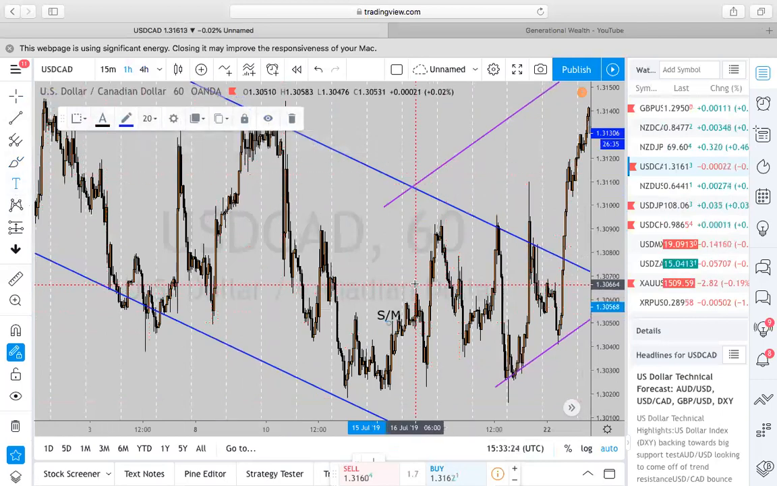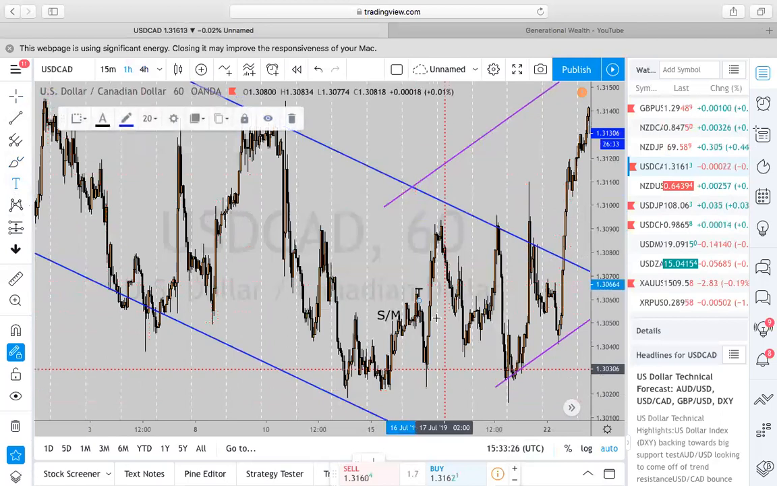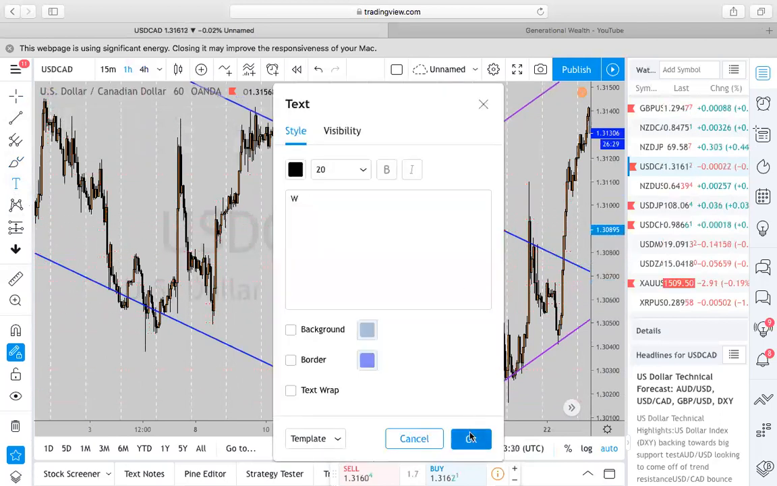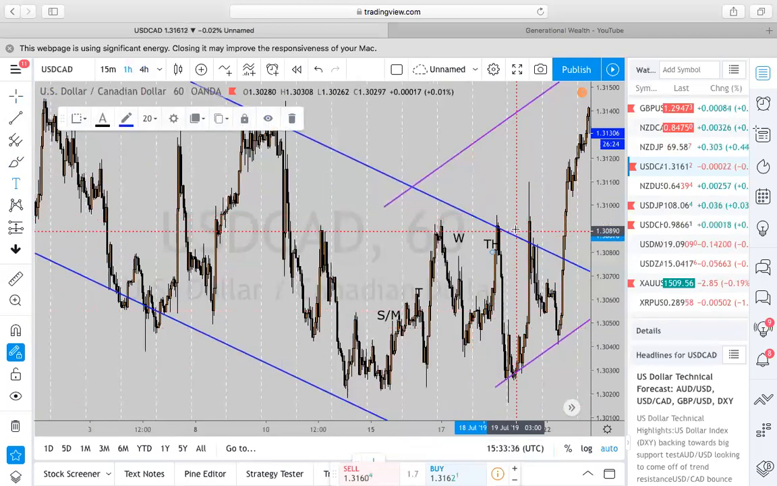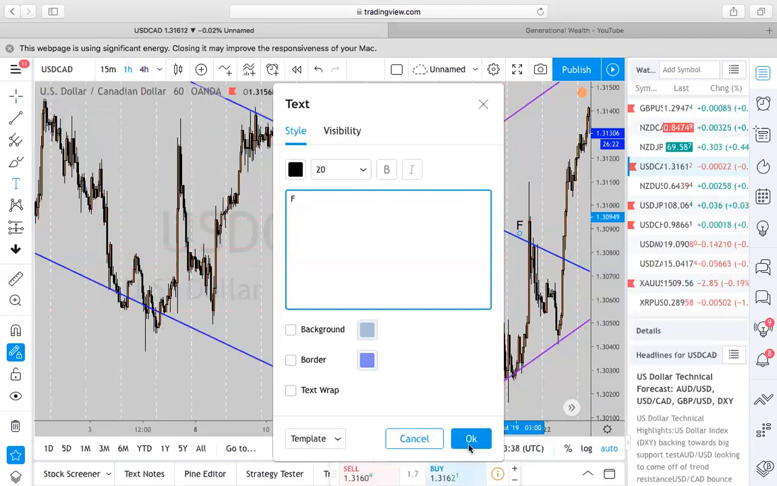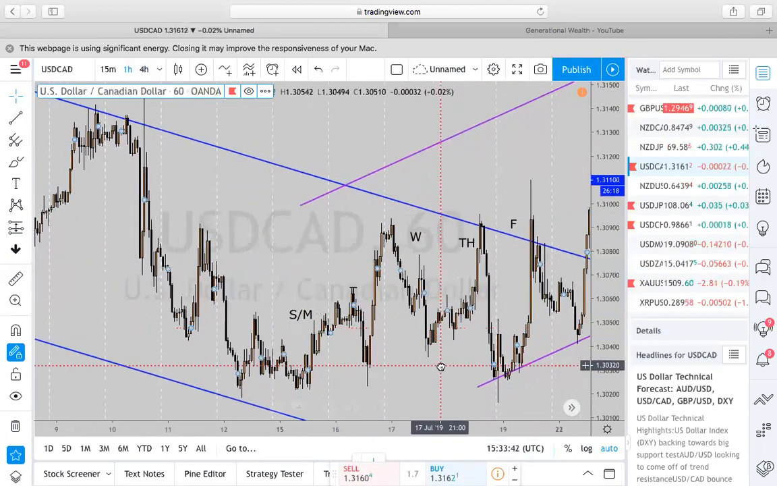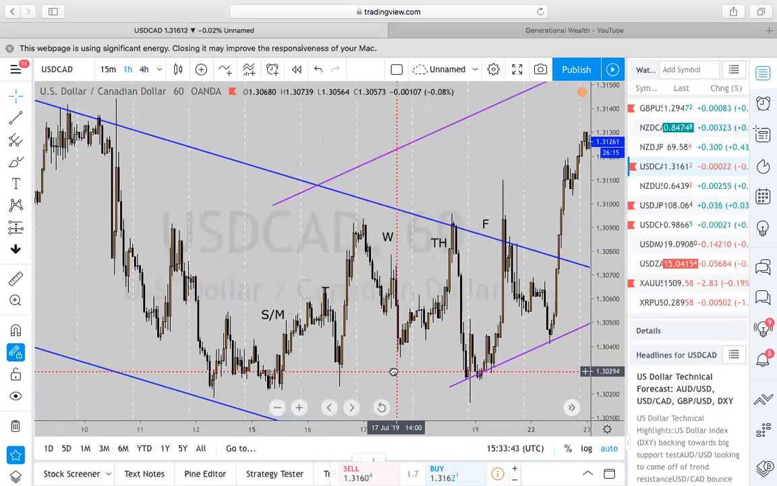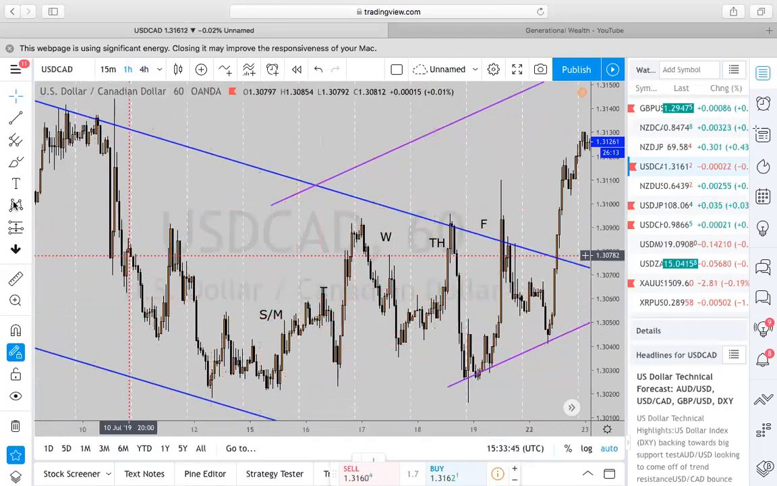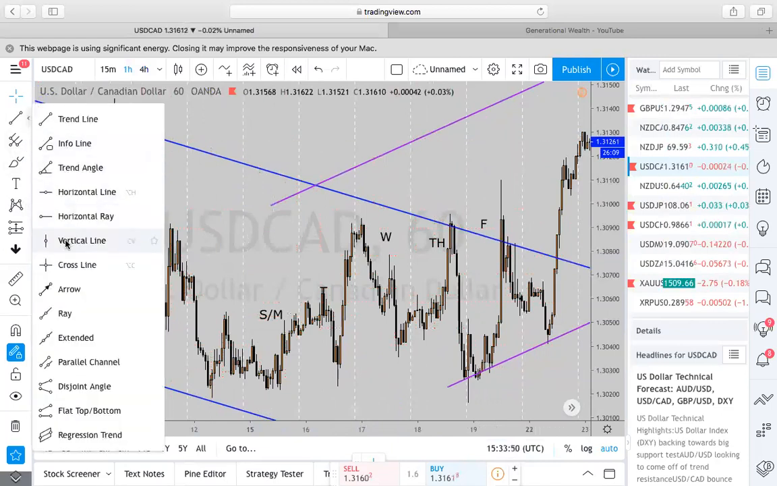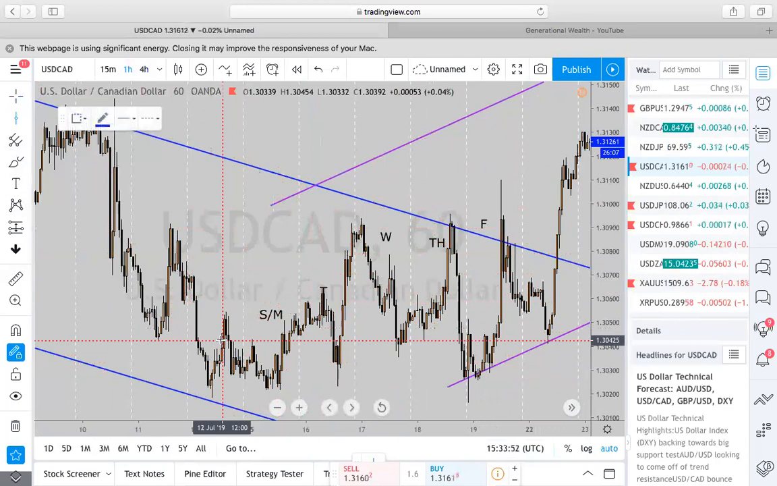Sunday, Monday, Tuesday, Wednesday, Thursday, and Friday. Okay, so now we got our Sunday, Monday, Tuesday, Wednesday, Thursday, Friday. Now, let's go ahead and identify our zones.